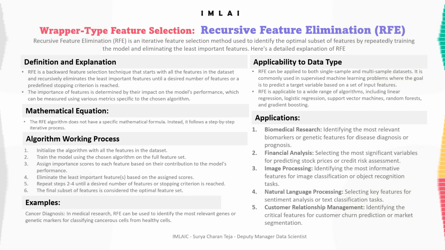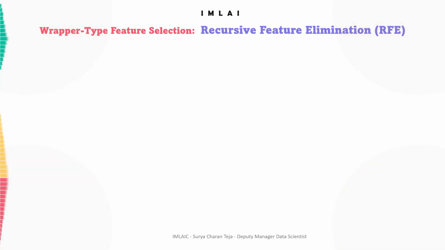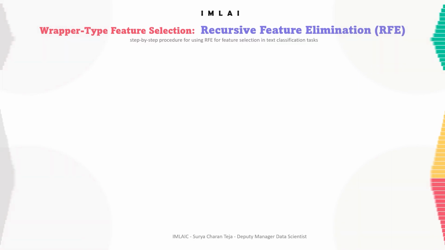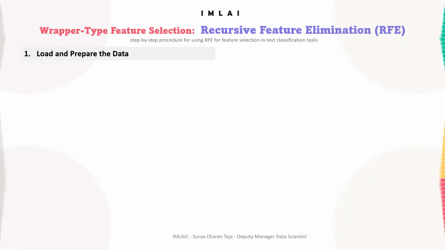Now let's look into one example from the recursive feature elimination algorithm, which is a wrapper type feature selection. We'll look into a step-by-step procedure for using RFE for feature selection in a text classification task. So let's begin with loading and preparing the data. Load the text data into a suitable data structure. Here obviously we'll take up a data frame, or you can use a text corpus also.